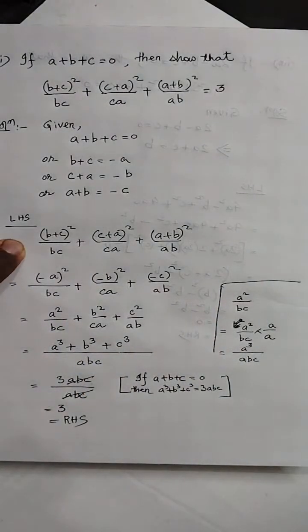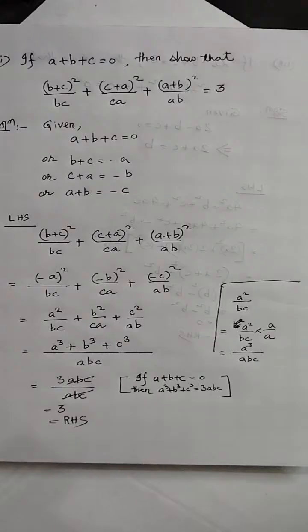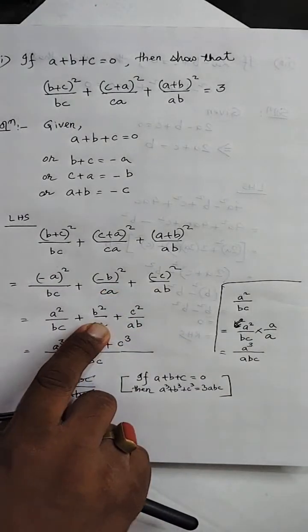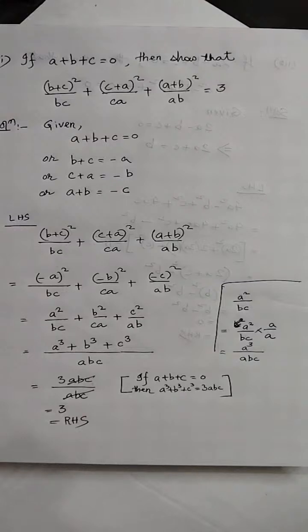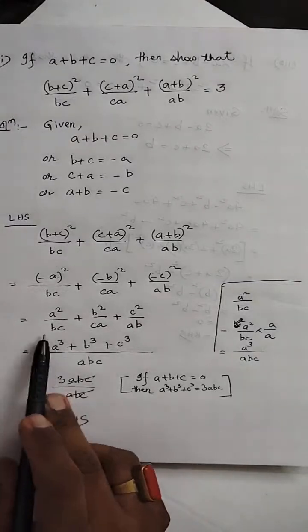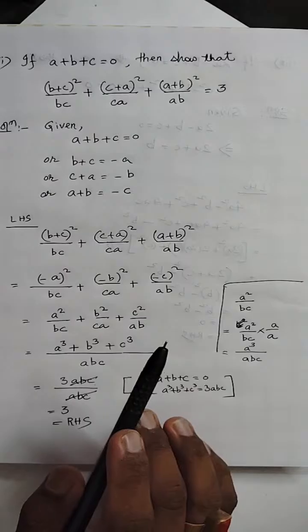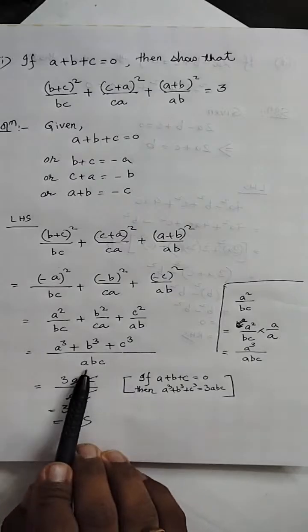So we'll start with LHS. This is the LHS, and we will replace the values. For b plus c, we will write minus a. For c plus a, we will write minus b, and for a plus b, we will write minus c. And minus a whole square is positive a square, minus b whole square is b square, and minus c whole square is c square. Okay, so for adding them up, we have to take the LCM because the denominators are different. The LCM for the denominators bc, ca and ab is abc.